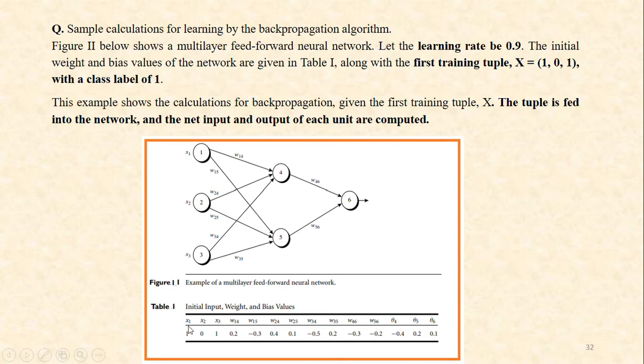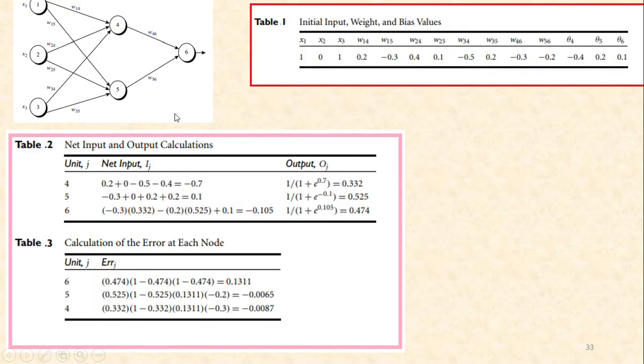Table 1 shows the initial input and the initial weight and bias values. Here, according to the question, the input is 101, that is, the input is 3-dimensional, or we have 3 features in this architecture. And the corresponding class label for the input 101 is given as 1. This is the solution to the problem.